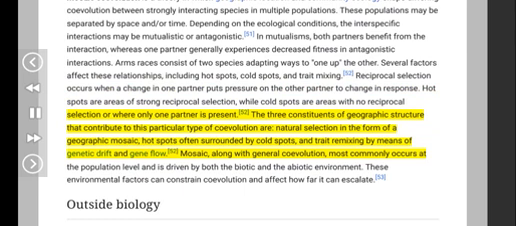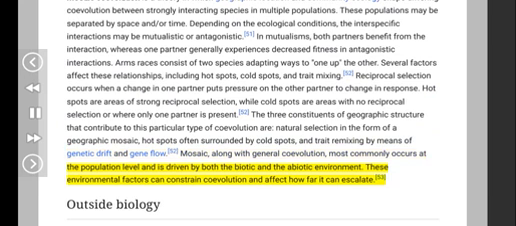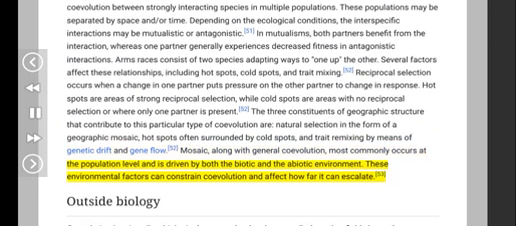The three constituents of geographic structure that contribute to this particular type of coevolution are natural selection in the form of a geographic mosaic, hot spots often surrounded by cold spots, and trait remixing by means of genetic drift and gene flow. Mosaic coevolution, along with general coevolution, most commonly occurs at the population level and is driven by both the biotic and the abiotic environment. These environmental factors can constrain coevolution and affect how far it can escalate.